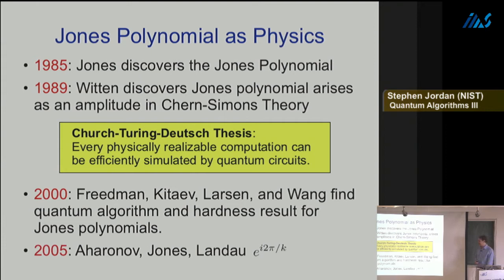And so Friedman, Kitaev, Larsen, and Wang heeded this little voice and found a quantum algorithm for approximating Jones polynomials and also proved a BQP hardness result. I'll delve into that a little bit more. Some other early important work on this was by Dorit Aharonov, Vaughan Jones, and Zeph Landau, where they extended this algorithm to be uniform in k, where you're looking at kth roots of unity as your variable in the polynomial.